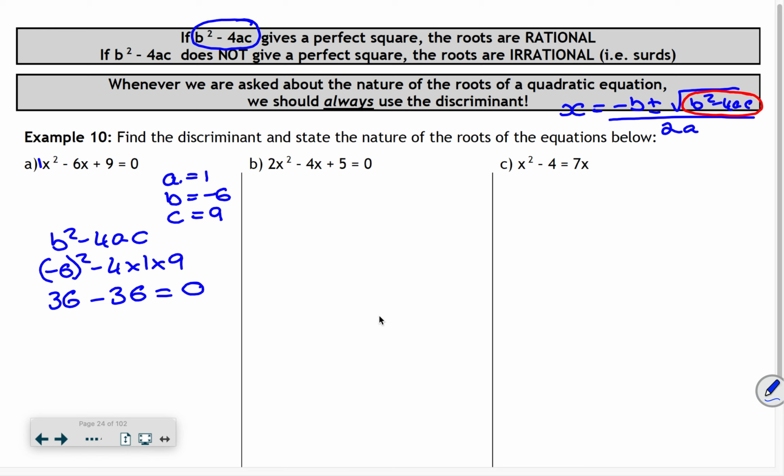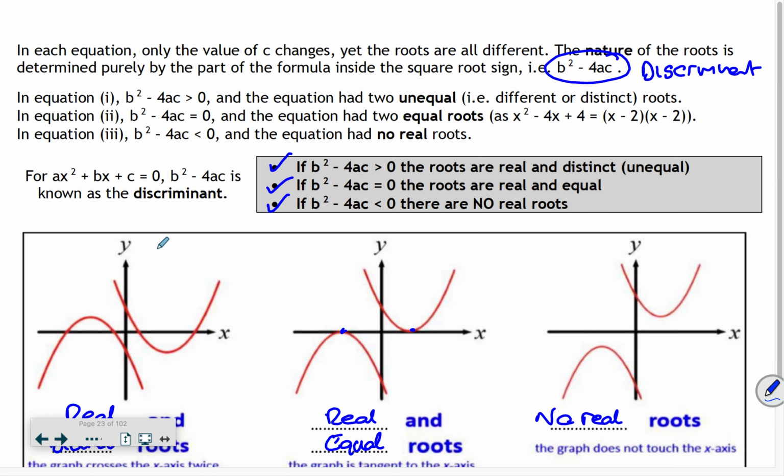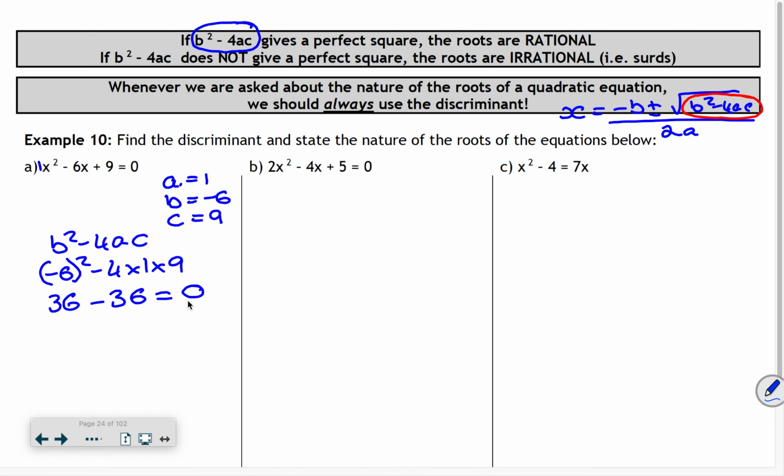So let's look at our list. What does that mean? If your discriminant is equal to 0, roots are real and equal. So just say that. The discriminant is 0, so therefore roots are real and equal.